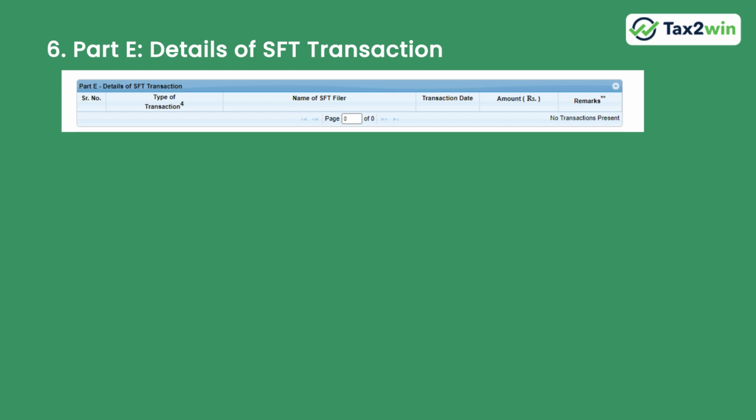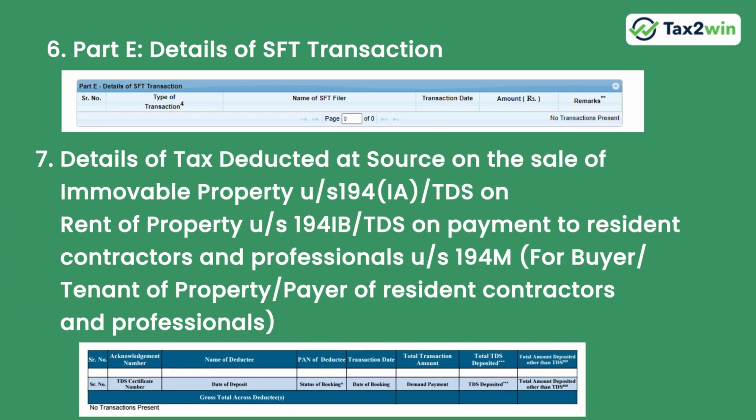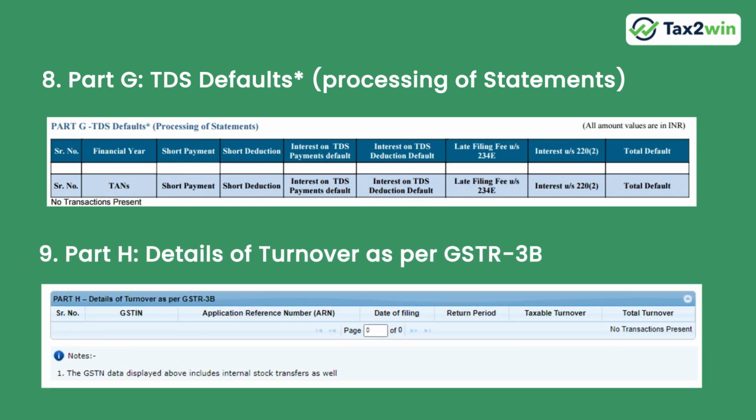Part F. Details of tax deducted on sale of immovable property under Section 194IA for buyer of property. TDS on rent of property under Section 194IB. TDS on payment to resident contractors and professionals under Section 194N. Part G. TDS defaults. Processing of defaults. If there is any default in processing of statement, then such defaults will be mentioned in this part. Part H. Details of turnover as per GSTR 3B.